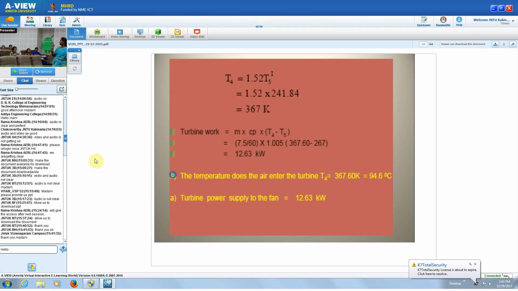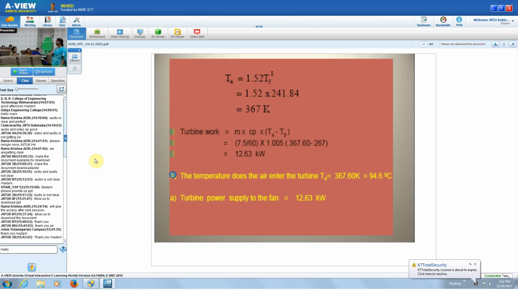Some problems will be on the capacity of the compressor and the size of the compressor. Here also the size, that is L by D, the length by diameter. Such types of questions will be asked in vapor compression.